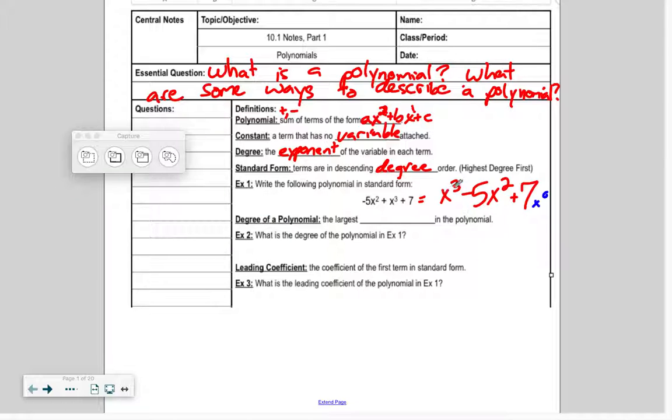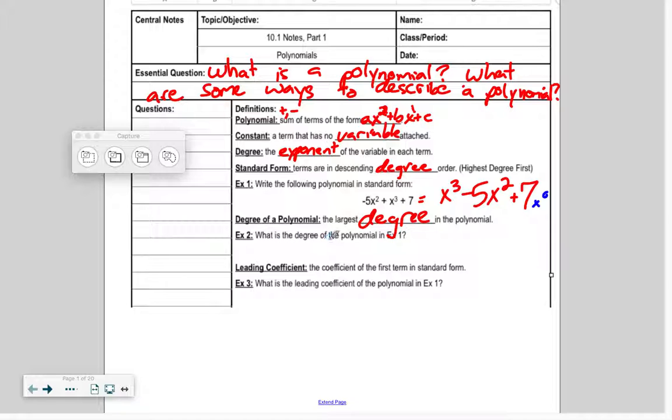So variables have degrees. This variable has a degree of 3, this variable has a degree of 2, and this variable has a degree of 0, or it's a constant. Polynomials also have degrees, and that's just where you find the largest degree or the largest exponent degree-wise, and that's going to also be the degree of the polynomial.